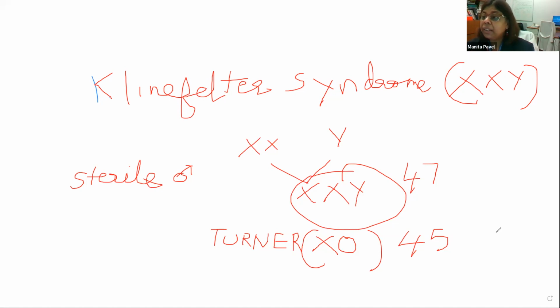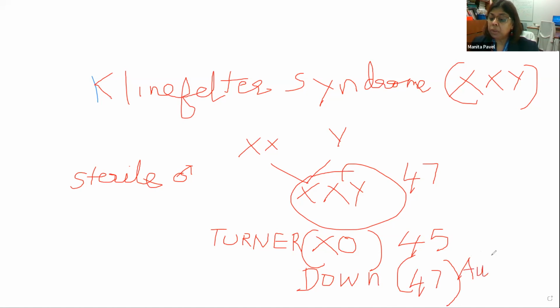And the last genetic disorder is Down syndrome. We are familiar with Down syndrome. Now, these individuals have 47 chromosomes. This is not a sex-linked disorder. This is an autosomal linked disorder. Autosomal meaning it is linked to the 22 pairs of chromosomes, the autosomes, an autosomal linked disorder.